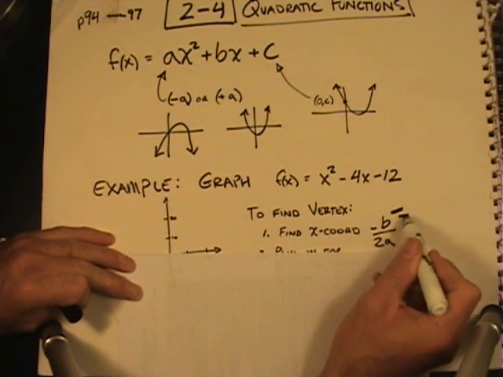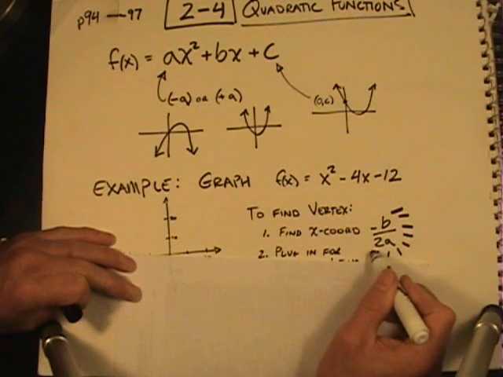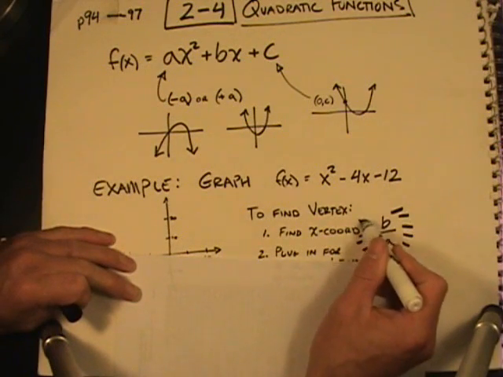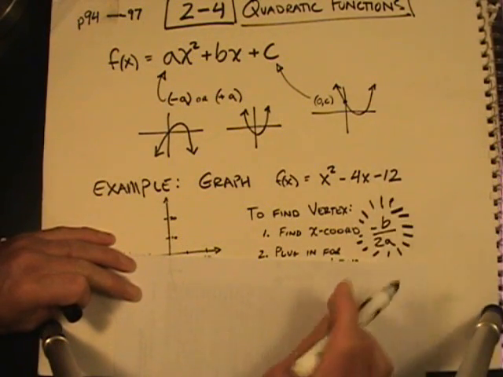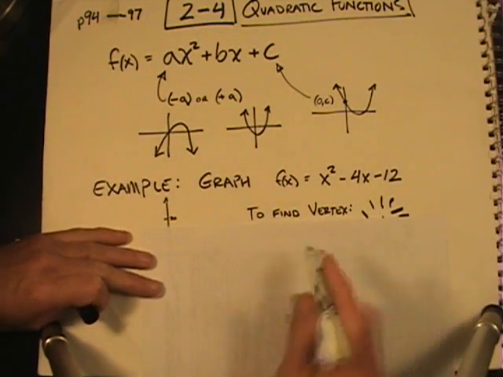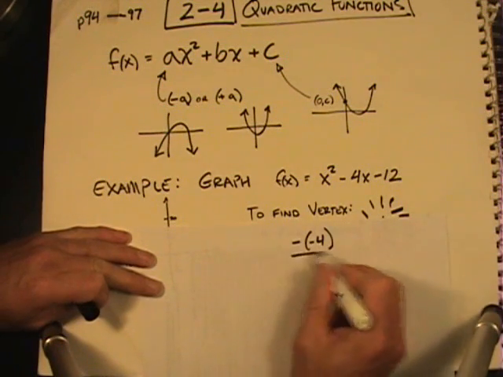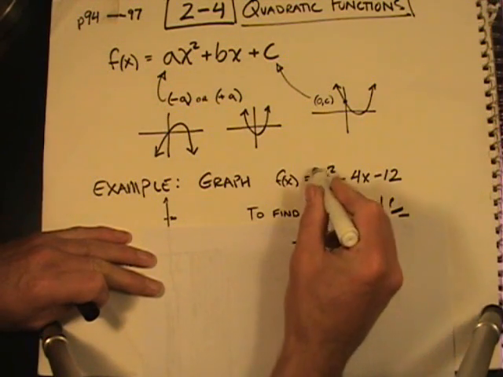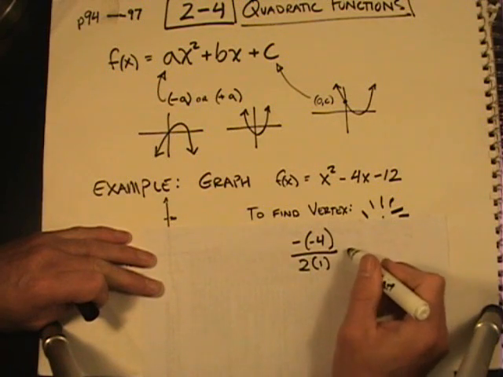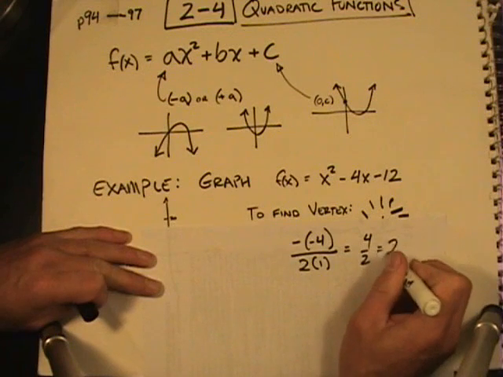So this is a really important equation here. I'm going to have little rays of sunshine coming off of this thing, because you should memorize that. That is your friend, okay? Very helpful. Minus b over 2a, okay? So if I do that, minus a minus 4 over 2 times that invisible 1, that's the coefficient right there, that's going to just give me 4 over 2, which equals 2.